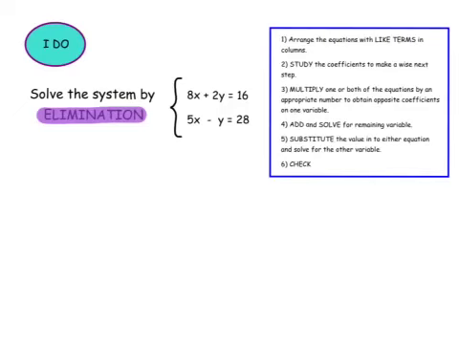So the first step, notice, it says to arrange the equations in columns. So notice if you look at my columns, here I have my x's, I have my y's, and I have my numbers. Notice also though, my equal signs are stacked nicely too. So everything is in a nice, neat column. So I'm good with step number 1.